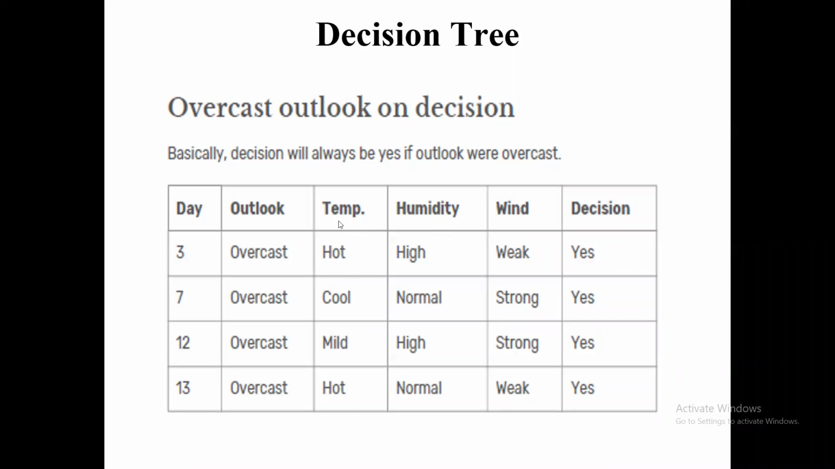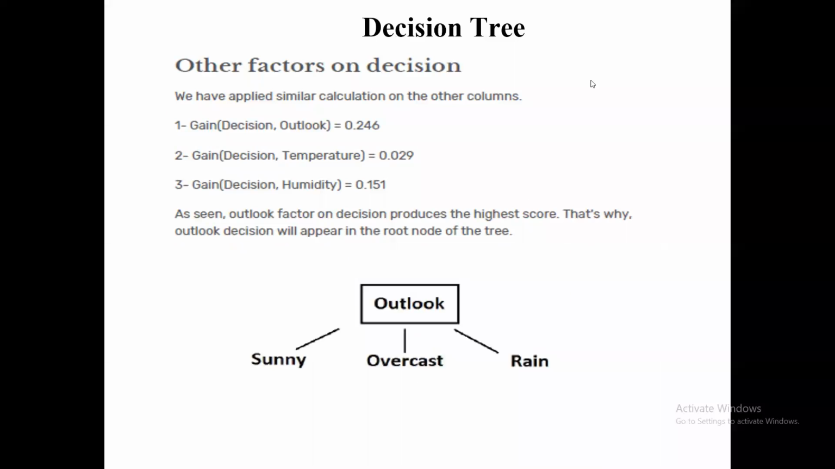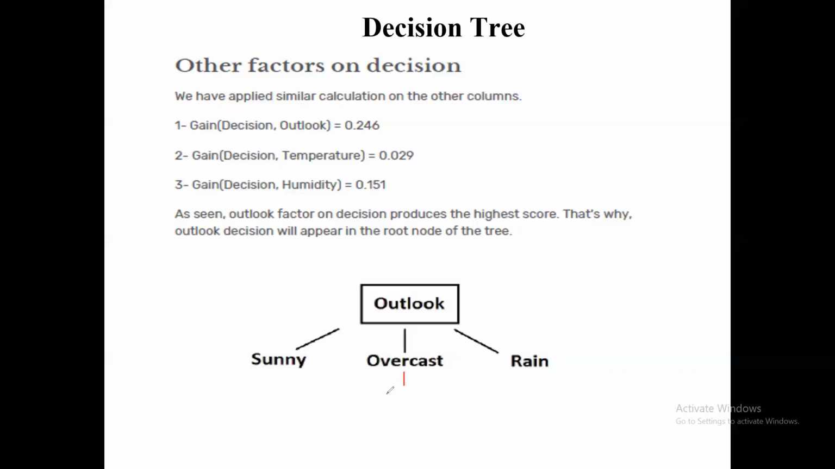Next up, we observe that if the outlook value is overcast, all the decisions are actually yes. So there are no no values if outlook is equal to overcast. So what we can do is basically set the leaf node for overcast to be yes. That is, if the weather is overcast, the person will definitely decide to play tennis on that day. It doesn't matter what the temperature or humidity or the wind condition is.